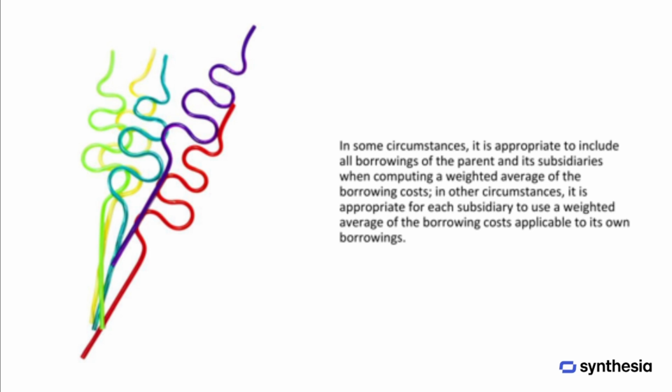In certain situations, it is appropriate to include all borrowings of the parent company and its subsidiaries when calculating the weighted average of borrowing costs. However, in other cases, it may be more suitable for each subsidiary to use a weighted average of the borrowing costs that apply to its own borrowings. This depends on the specific circumstances of the group and how the borrowings are managed.